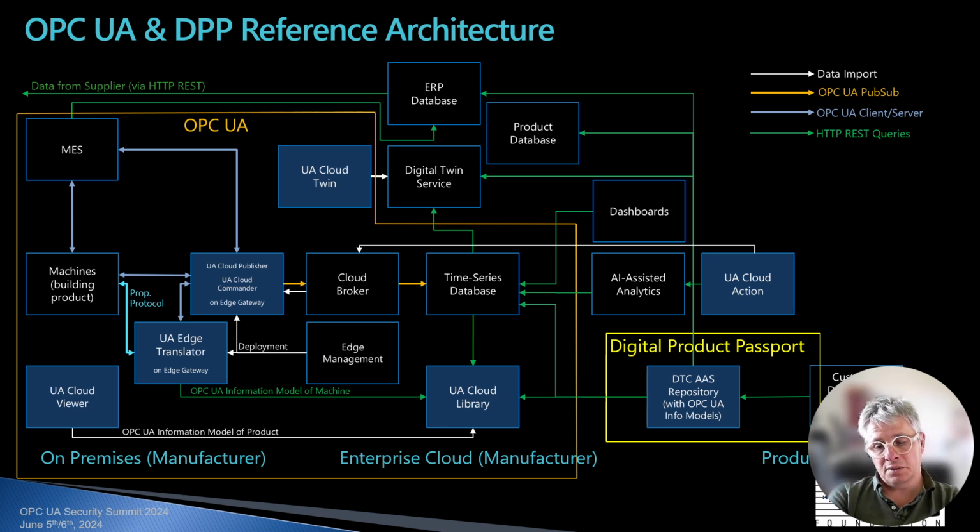And then finally, we get to the digital product passport, which extracts information from things like the cloud library and the time series database for the real-time part, but also the product database and so on, and the ERP database to get the bill of materials and, you know, the order, who ordered the product. All of that will end up in the digital product passport, for example, the digital battery passport. And again, you can use things like the asset administration shell with an OPC UA information model, or you can use the OPC UA REST interface to model your battery passport.